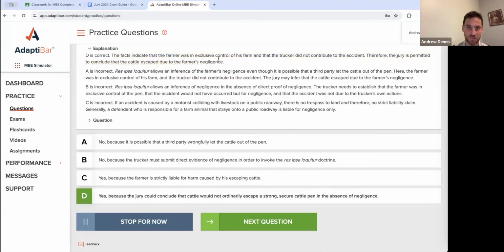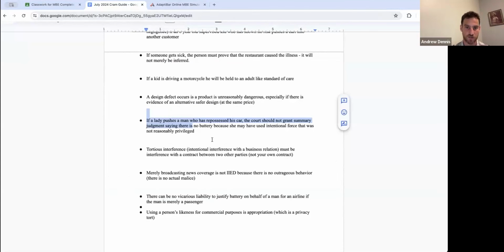The facts indicate that the farmer was in exclusive control of his farm and that the trucker did not contribute to the accident. Therefore, the jury is permitted to conclude that the cattle escaped through the farmer's negligence. C is incorrect. If an accident is caused by a motorist colliding with livestock on a public roadway, there's no trespass to land and therefore no strict liability claim. Generally, a defendant who is responsible for a farm animal that strays onto a public roadway is liable for negligence only. So it's pretty straightforward.